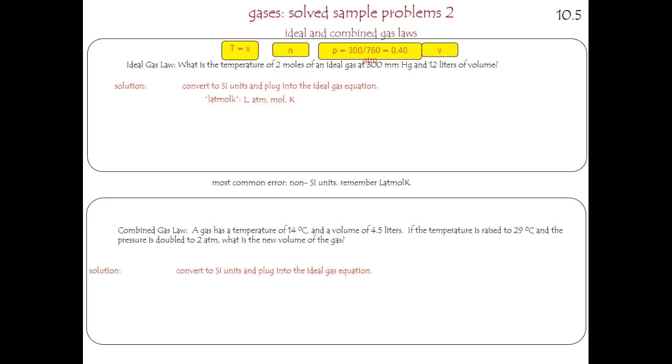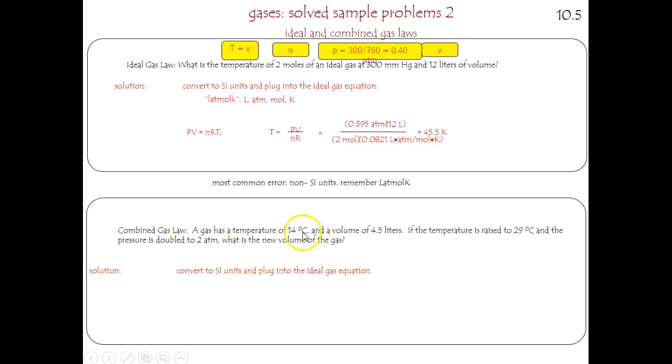They want temperature. I always just write the formula first. I rearrange for temperature, since that's what we want to solve for. So I divide both sides by nR. And then I plug in, making sure I'm using liters, atmosphere, mole, and Kelvin, solving for temperature in Kelvin. They didn't ask for any specific temperature unit, so Kelvin should be okay. And it's 45.5 Kelvin.